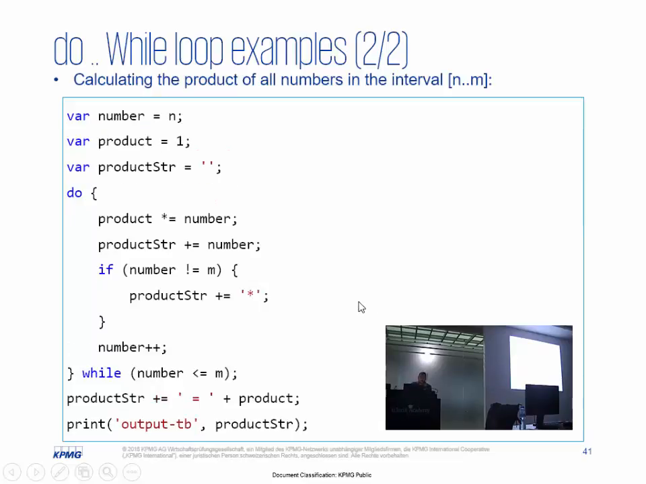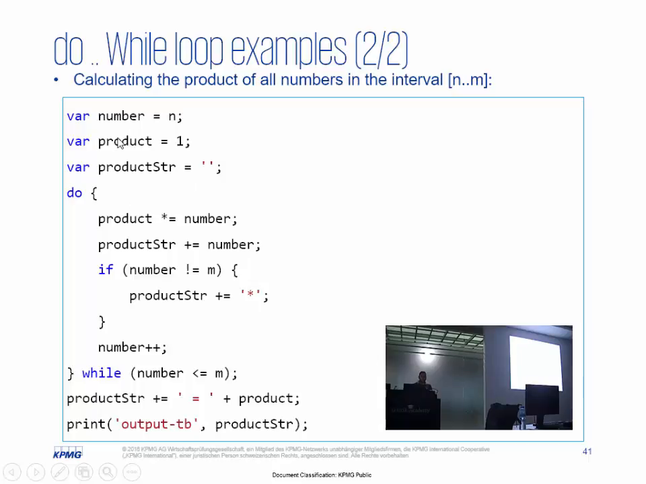Here we are calculating the product of all the numbers in an interval between two numbers. Again, these examples are a bit arithmetic and a bit tedious, but I think they're good examples to talk about looping in any case. So we can dive into what it tries to do.